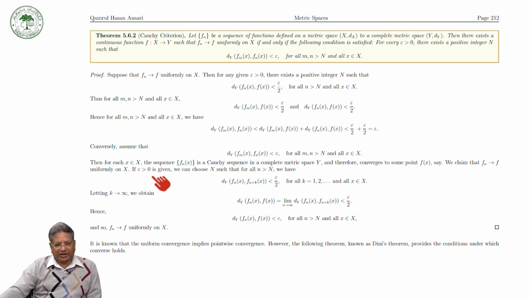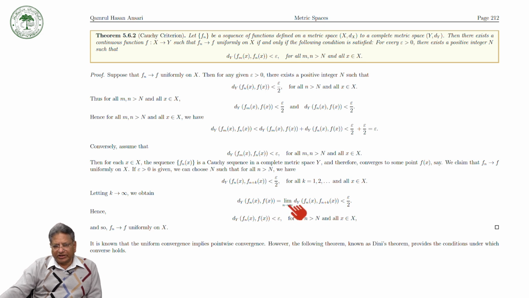So if epsilon greater than 0 is given, then we can choose N such that for all small n greater than capital N, we have d(f_n(x), f_{n+k}(x)) less than epsilon by 2 for all k running from 1, 2 and so on, and all x in X. This is because here you can choose m equal to n and n equal to n plus k, and then we can take k approaches to infinity.